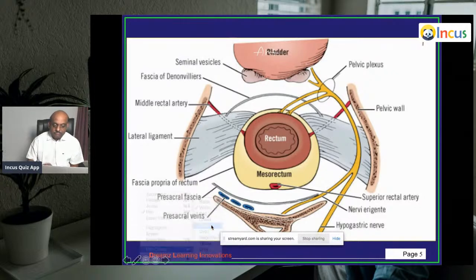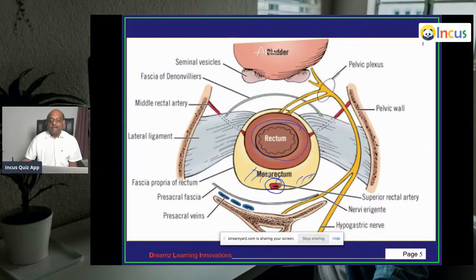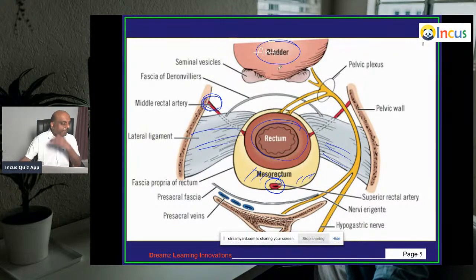And there is a mesorectum. This is the rectum. Here you have the superior rectal artery. Then these are the lateral ligaments. This is the middle rectal artery. And here you have the bladder, which is anterior. Separating the bladder anteriorly and the rectum posteriorly, you have the fascia of Denonvilliers, which is what you need to remember.